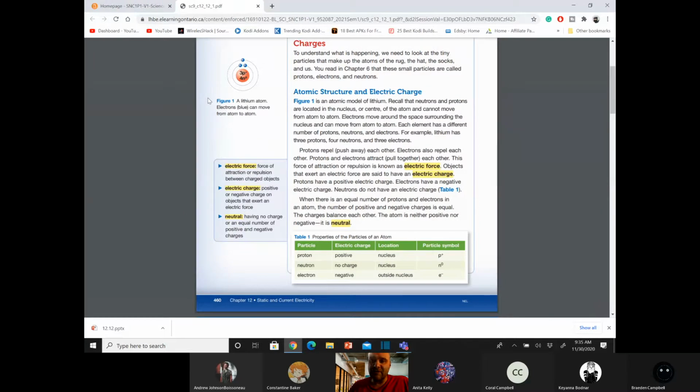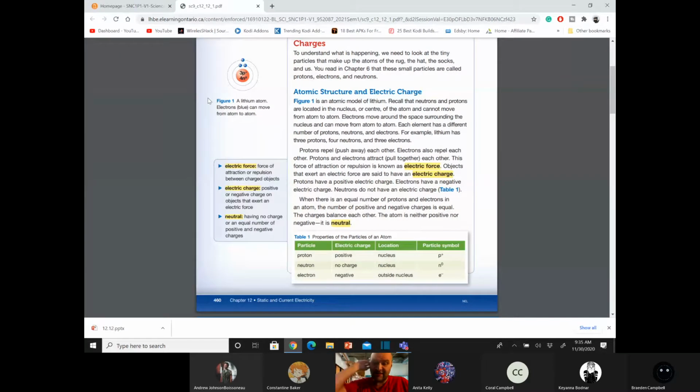Protons repel or push each other away. Electrons also repel each other. Protons and electrons attract each other. This force of attraction or repulsion is known as the electric force. Objects that exert an electric force are said to have an electric charge. Protons have a positive electric charge. Electrons have a negative electric charge. Neutrons do not have any electric charge.